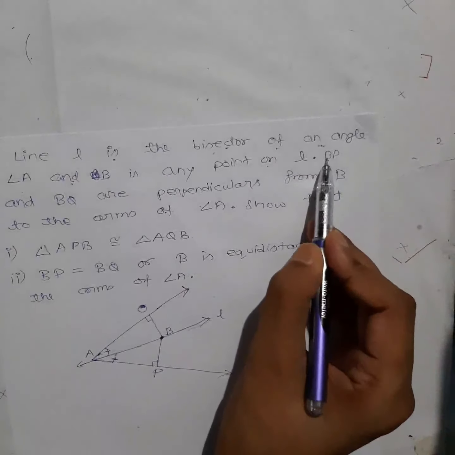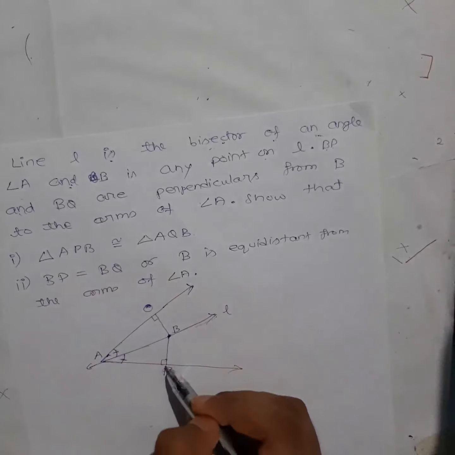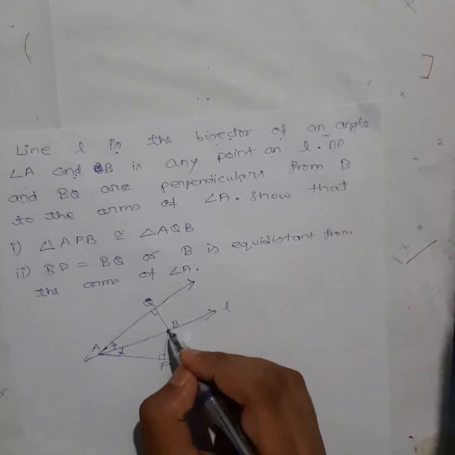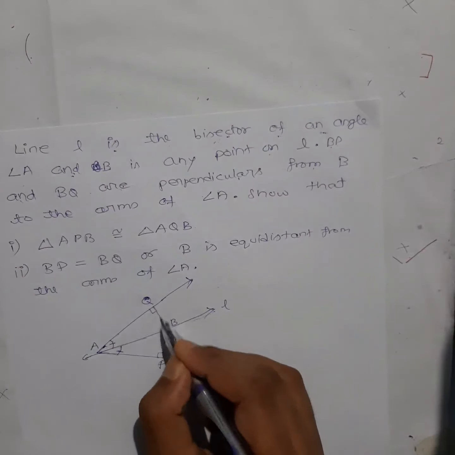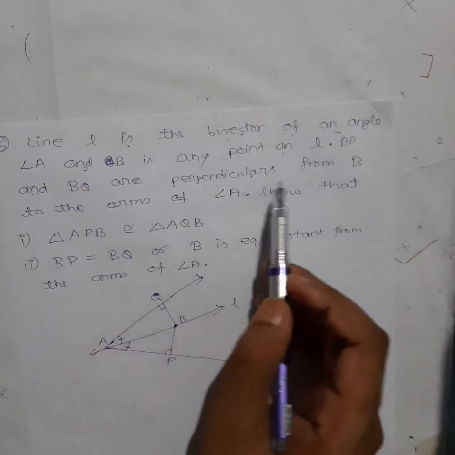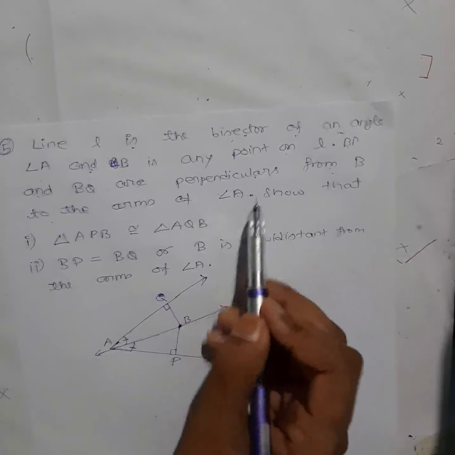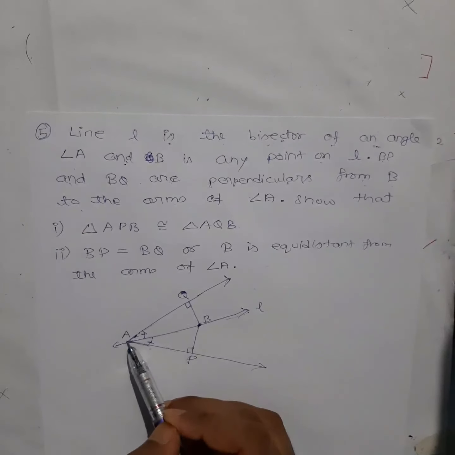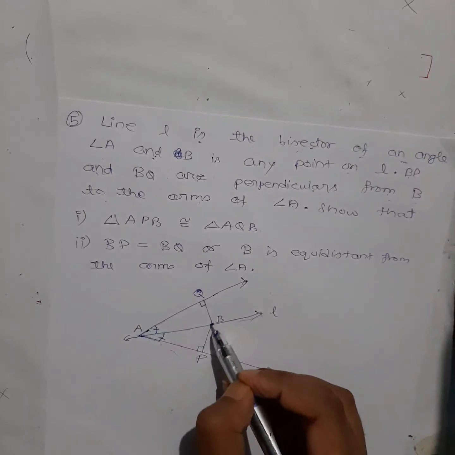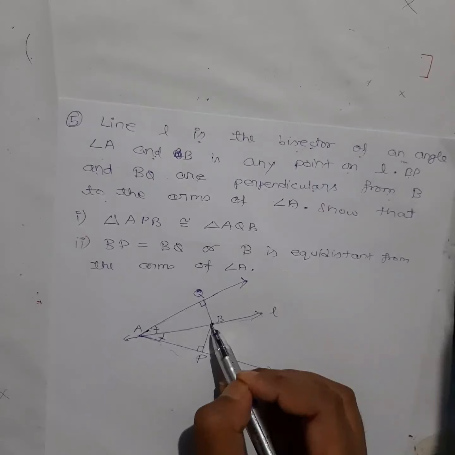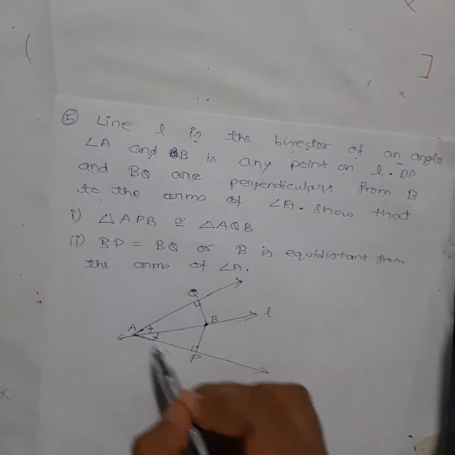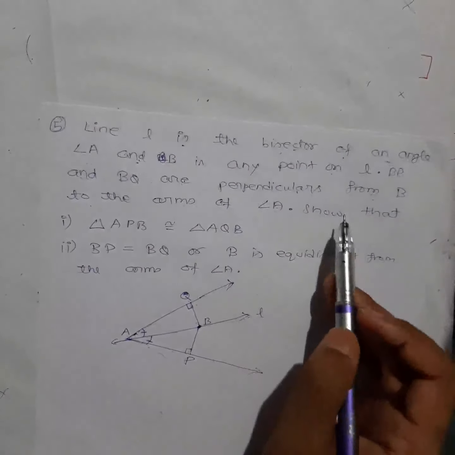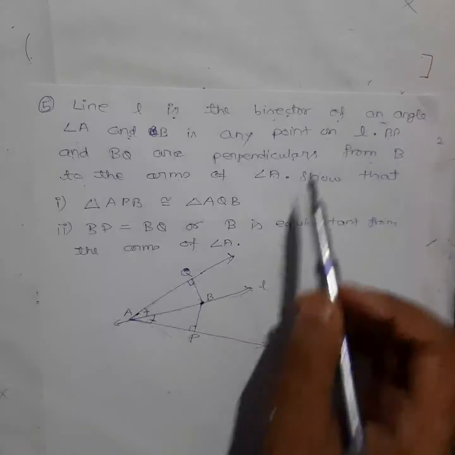BP and BQ are perpendiculars from B. So from here, this BP and BQ will be perpendicular from B to the arms of angle A. So for angle A, which one is the arm? This and this, right? They have said that BP and BQ will be perpendicular from B to the arms, which means on this line and this line, it will be perpendicular. So this angle and this angle are 90 degrees. So this is the information given in the question.